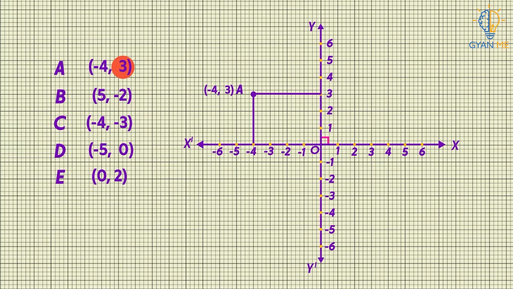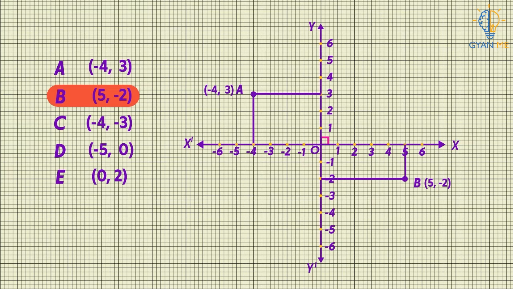Now let's take the second point, that is B, whose coordinates are 5 and -2. Just like point A, draw the perpendiculars from x coordinate, that is 5, and y coordinate, that is -2. And observe the point where they intersect each other. Mark this point, and this location of intersection is our point B. As you can see, it is located in the fourth quadrant.